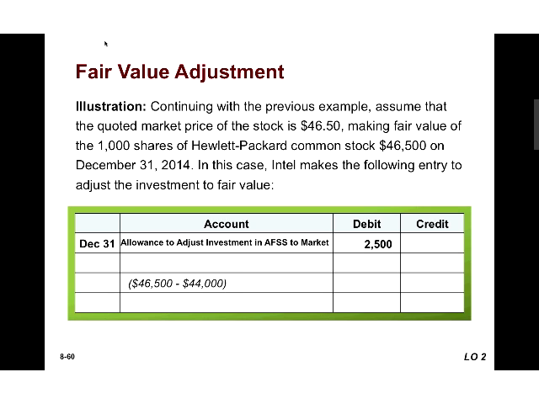So what we're going to do here is debit our allowance, because we want to increase the investment. So we'll debit our allowance to adjust investment in our available for sale security to market value, and then we have an unrealized gain on this available for sale security. The difference between what we originally spent, $44,000, that's our original cost, and what it's now worth, $46,500, is $2,500, so that's our unrealized gain.